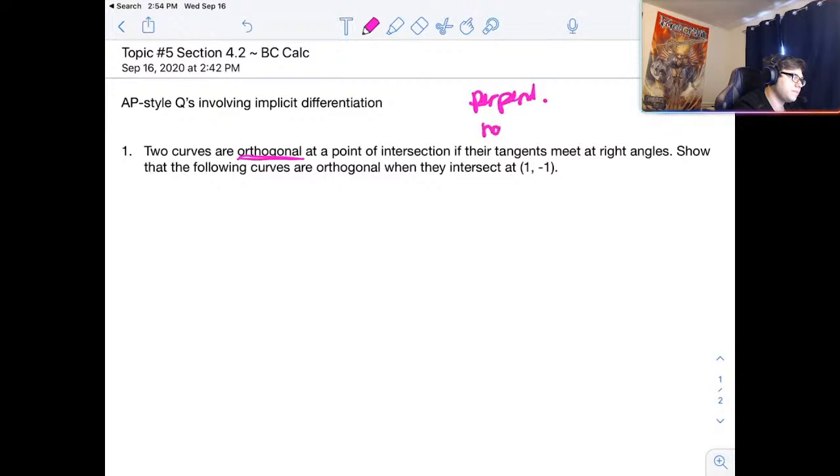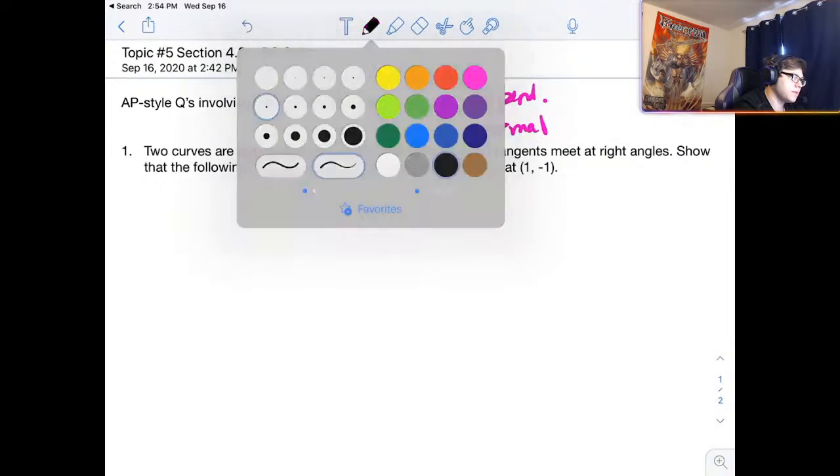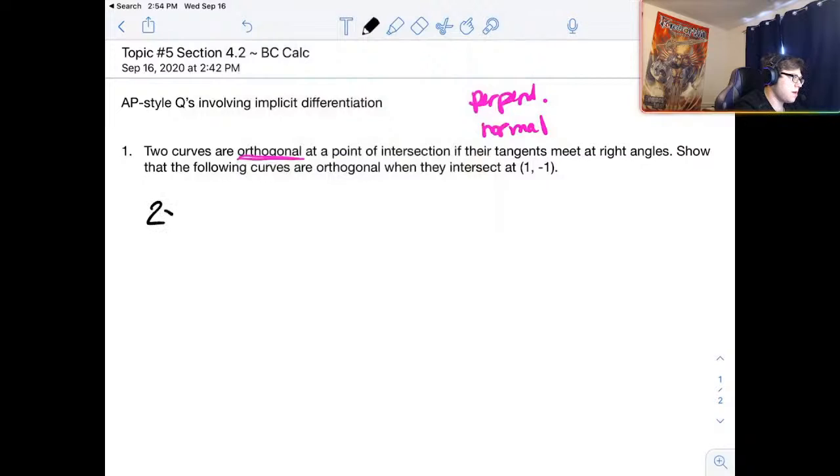We've also seen the word normal, like the normal line to a tangent is perpendicular. And now we get to add on a third. Orthogonal is when they intersect in a perpendicular kind of manner. So let me go ahead and write down the curves for you guys. And you will notice right away, I hope, that these curves are sort of given in an implicit differentiation style.